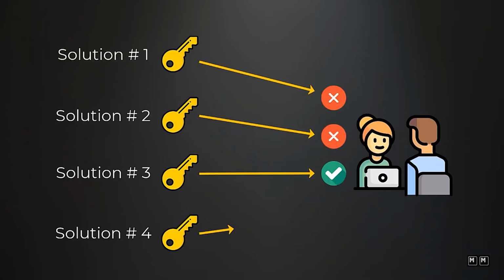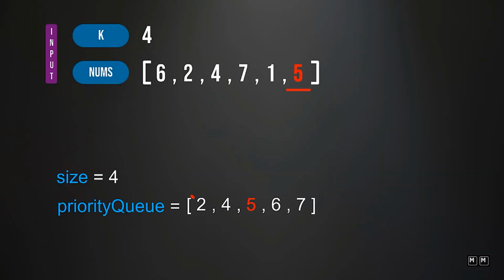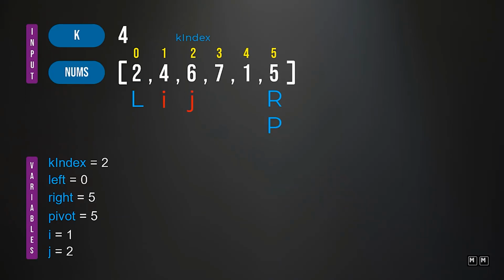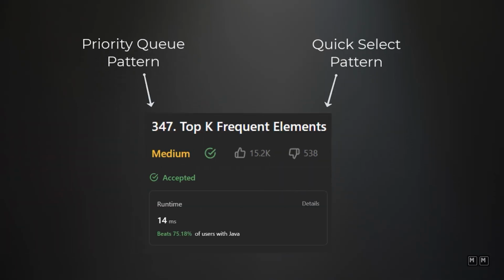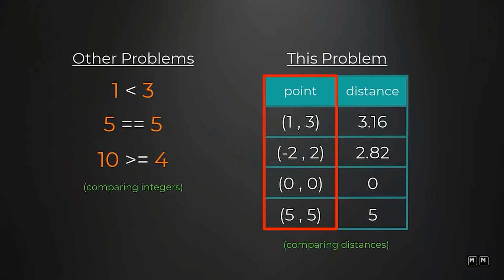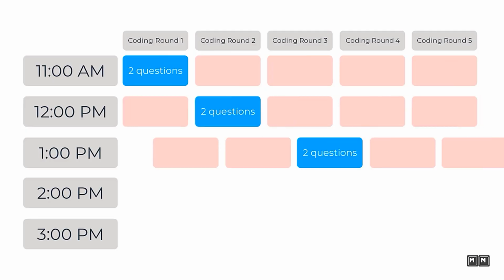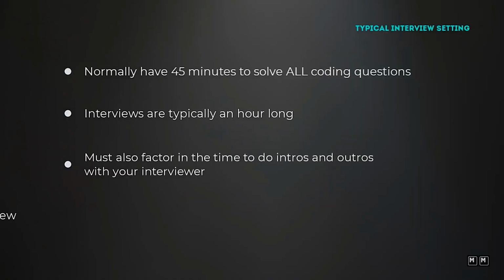There are two generally accepted solutions to solve these problems: one less efficient solution using priority queues, and the most optimal solution using the quick select algorithm. In this course, I will teach you two patterns, one using a priority queue and one using the quick select algorithm, to solve most top K element problems. We're gonna go over many different problems to solidify your understanding of the patterns. I'm also gonna break down what approach to use in an interview setting depending on a variety of factors.